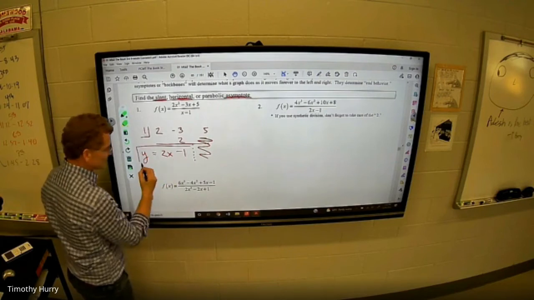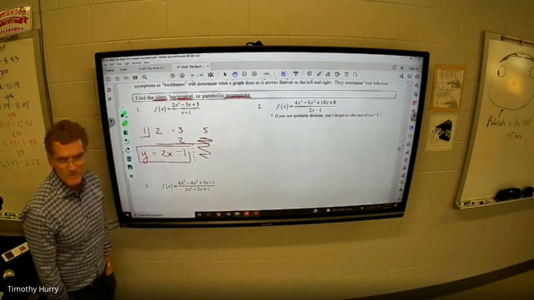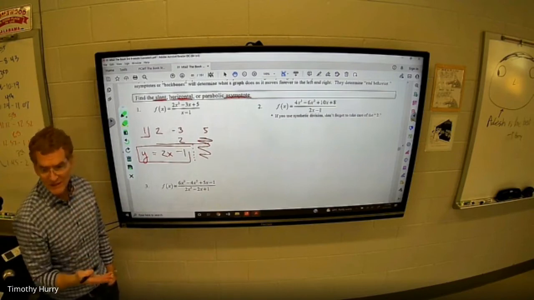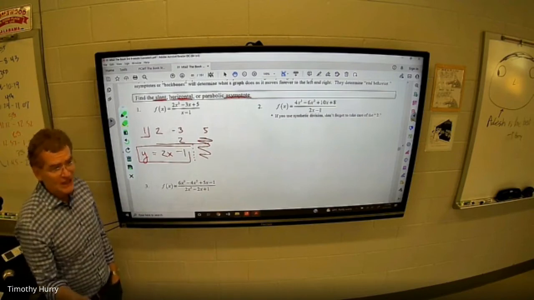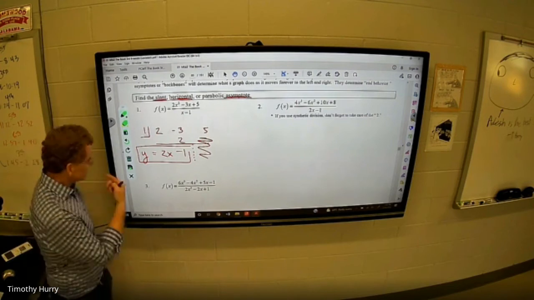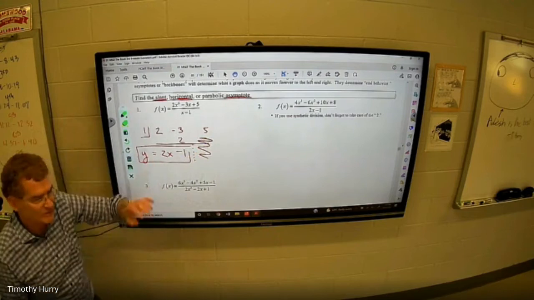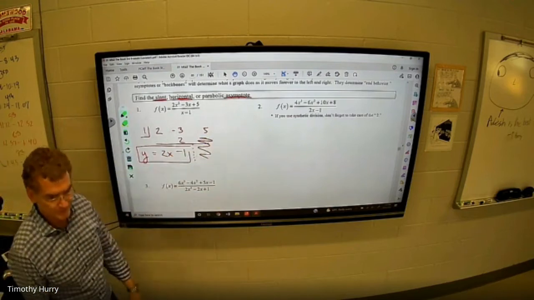So what does this graph actually look like? A line, y equals 2x minus 1. That's it. Now, up close, does it look like that? No. But long term, that's going to tell me what the behavior is as I move to the left and the right. What about this one?